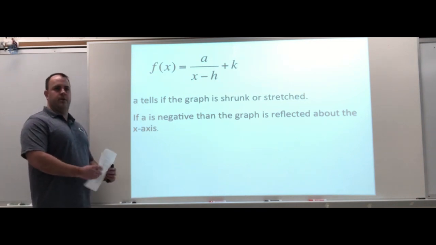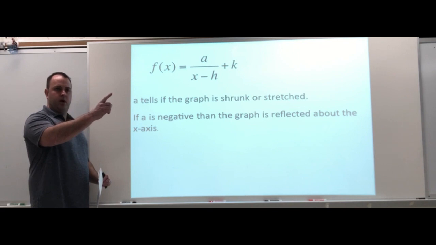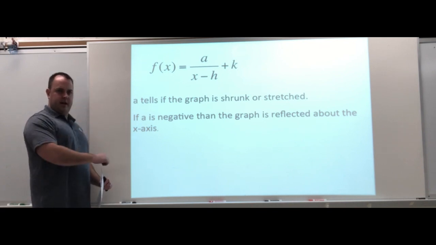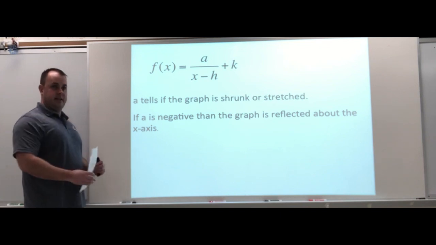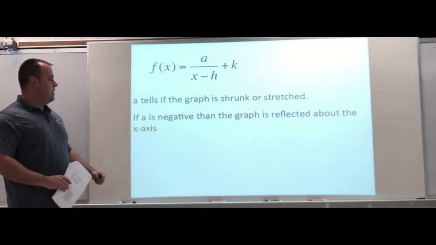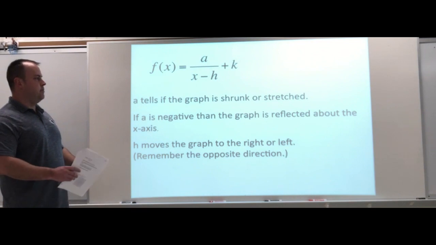If a is negative, the graph is going to be reflected across the x-axis. Now looking at that parent function, we had it in the upper right quadrant, so it was up and to the right and down and to the left. If it's going to be reflected, it's now going to be up and to the left and then down and to the right.